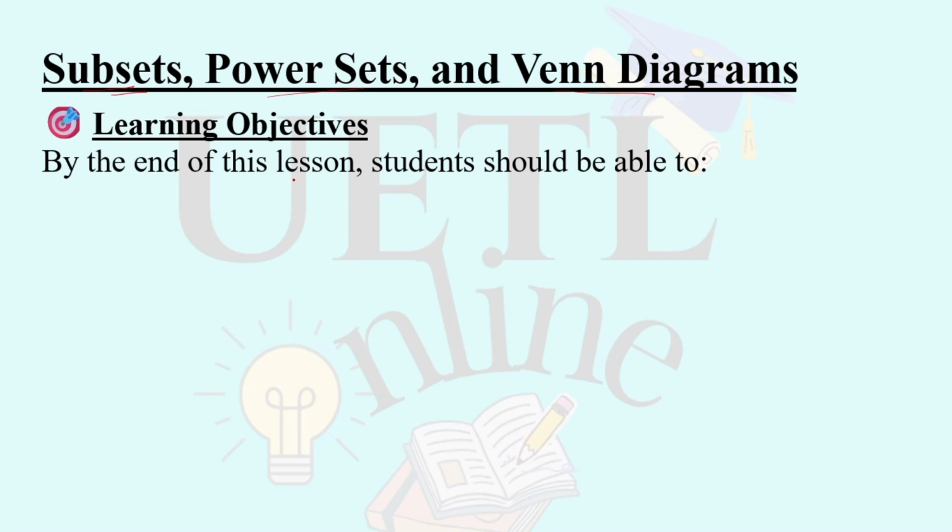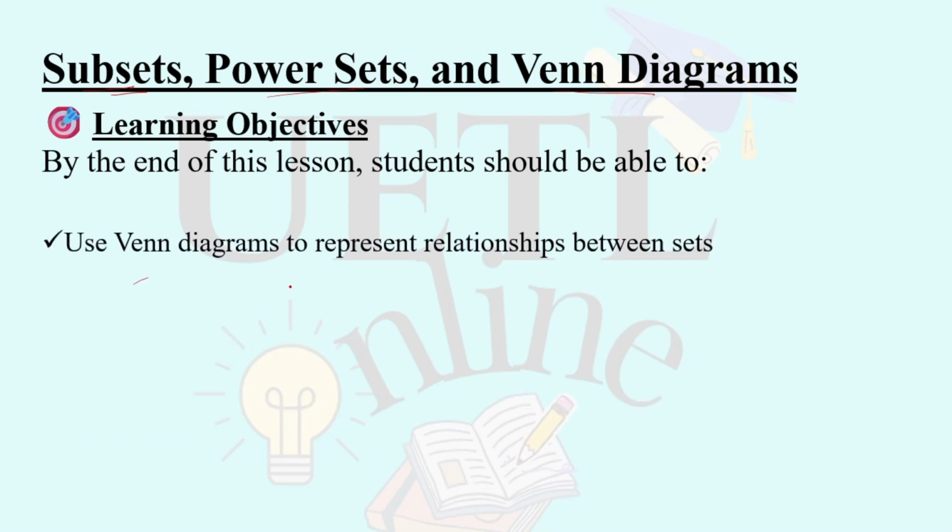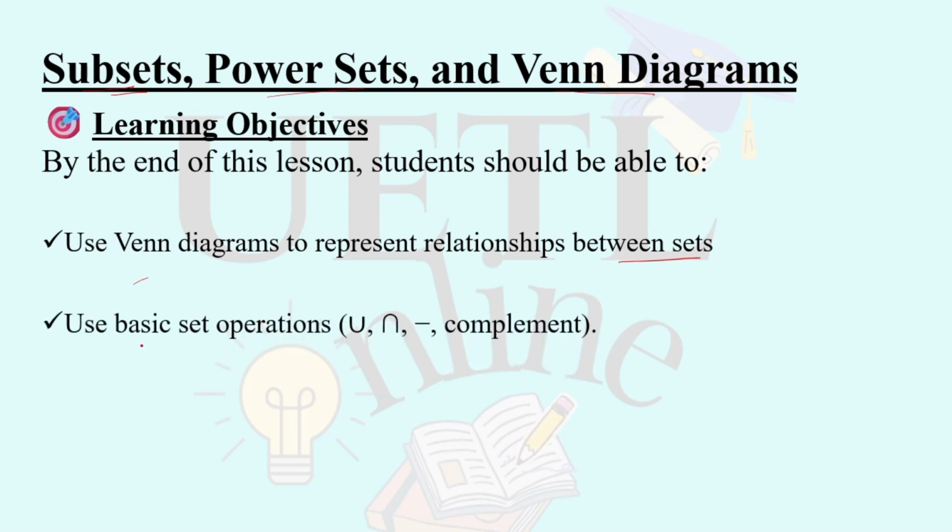In this lesson we have our learning objectives. By the end of it, you will be able to use a Venn diagram to represent the relationship between sets. You will be able to draw a Venn diagram and understand what it represents. You will also use the basic set operations: union, intersection, difference, and complement.